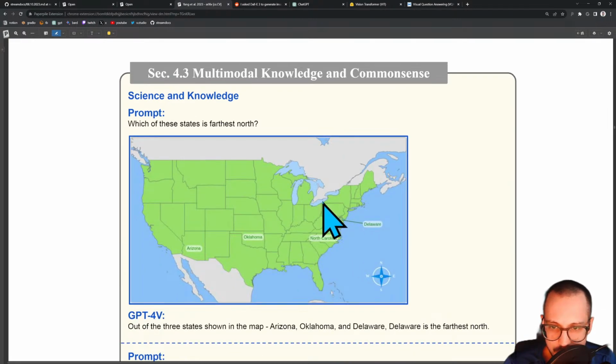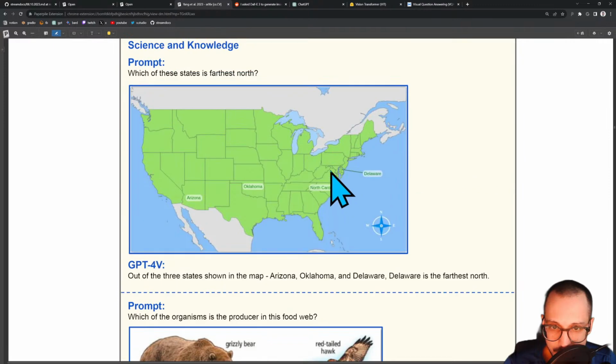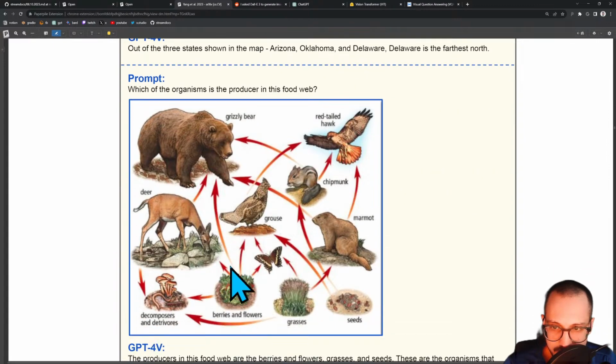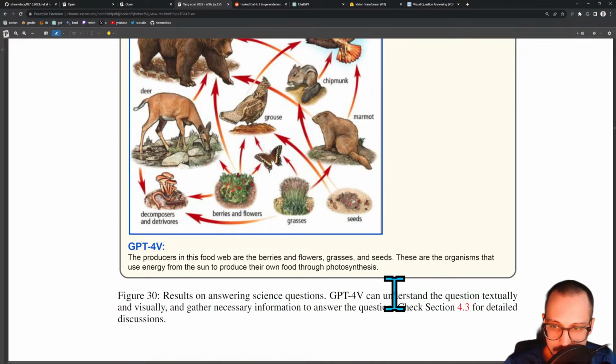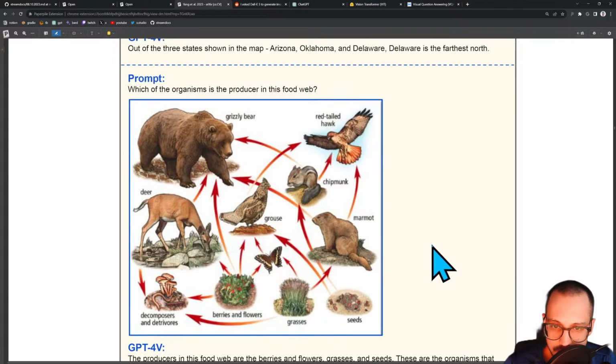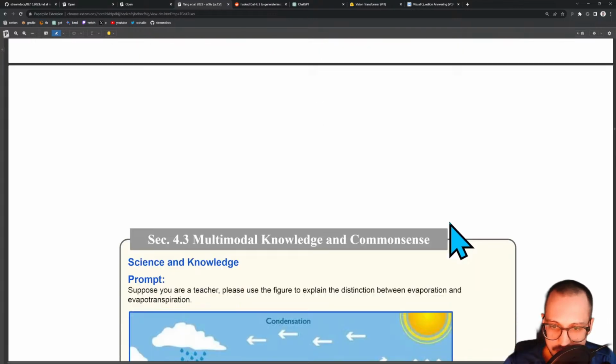Okay, so it has some kind of basic physics knowledge. Which of these states is the furthest north? Delaware is the furthest north. These are very advanced. Which of these organisms is the producer in the food web? Use energy from the sun. Dude.